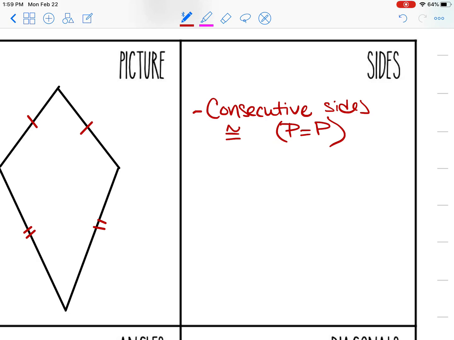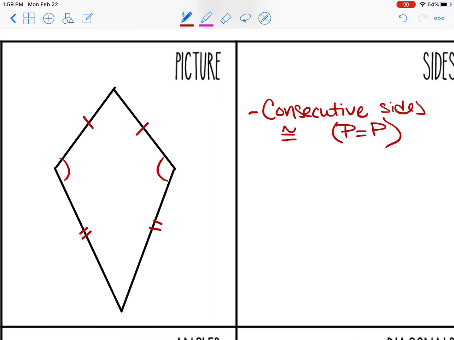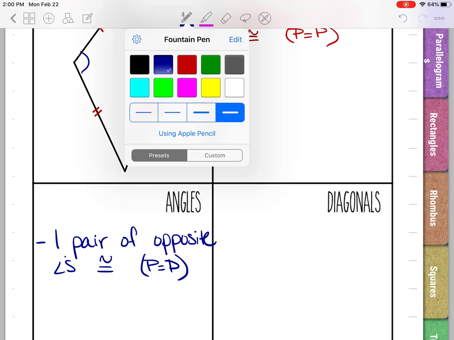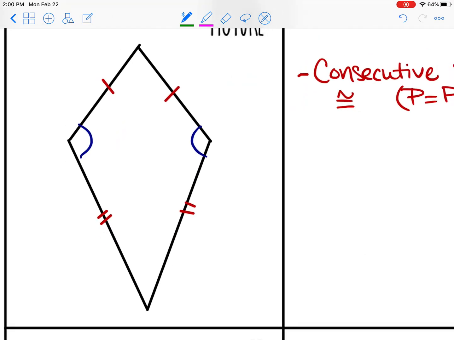We only have one pair of opposite angles that are congruent, and those are right here. Let me change colors. So here and here. So one pair of opposite angles are congruent. Again, part equals part. We do have diagonals with some characteristics, so go ahead and draw those diagonals. The first thing that you need to know about those diagonals is that they are perpendicular. So again, we have right triangles. That's why we spent so much time talking about right triangles, because those right triangles are going to pop up in your other shapes.